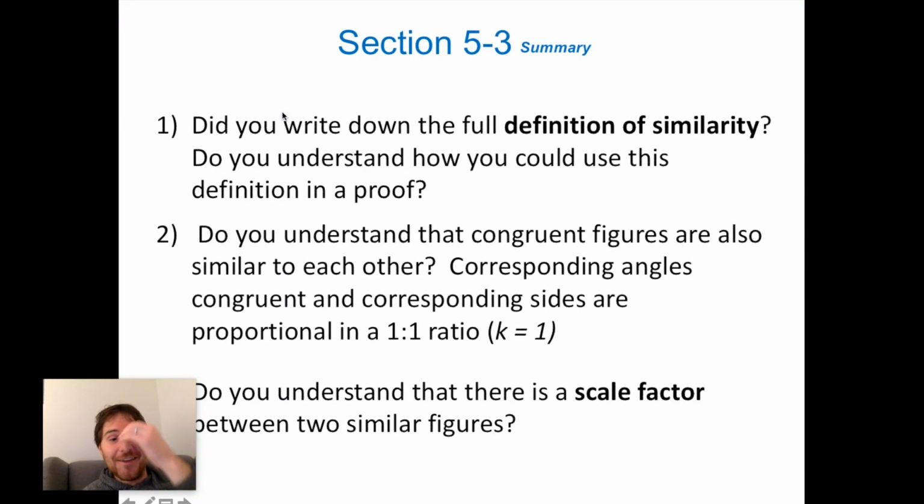All right, summary, okay? Write everything down. There wasn't a ton in this section. I just kind of got excited. We're doing similar figures. I have to go off, you know? I mean, if I can't enjoy this, who's going to enjoy this stuff this year? Anyways, that's what I get paid to do.